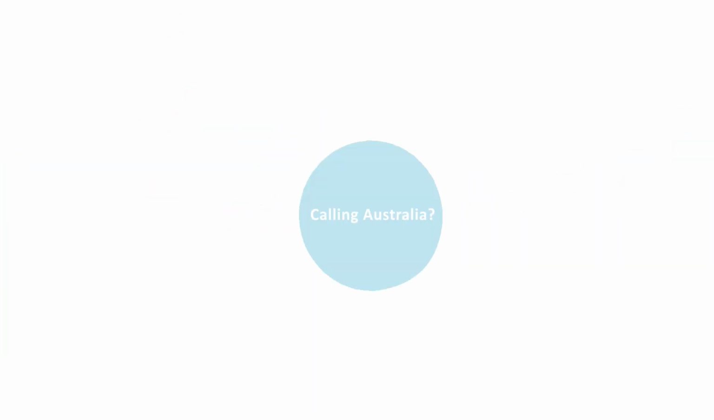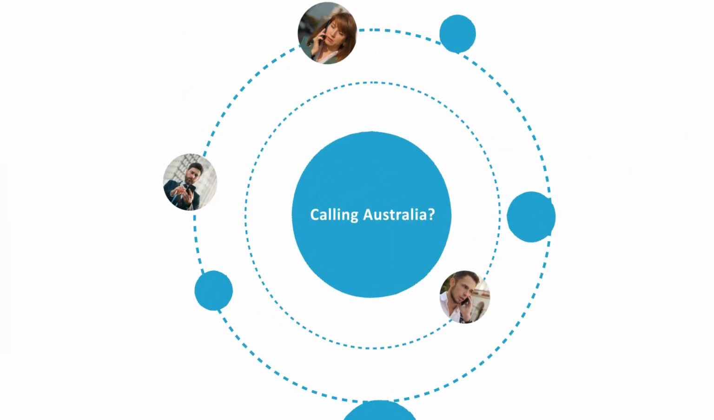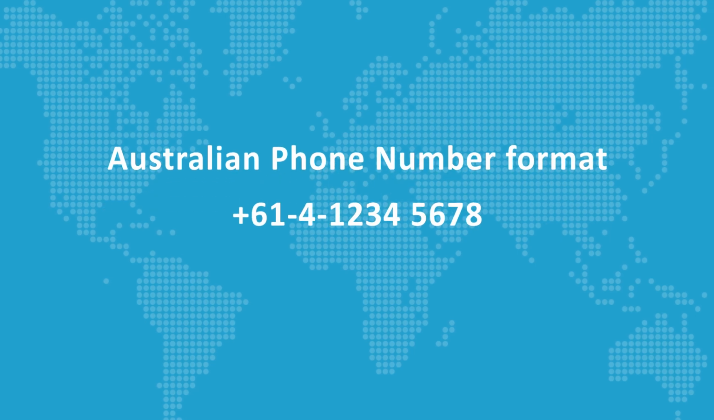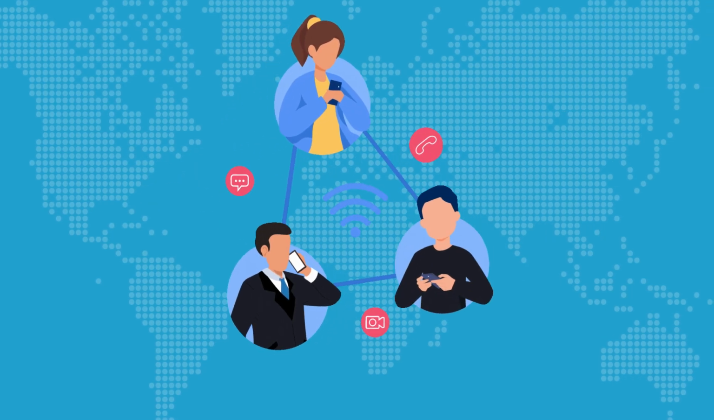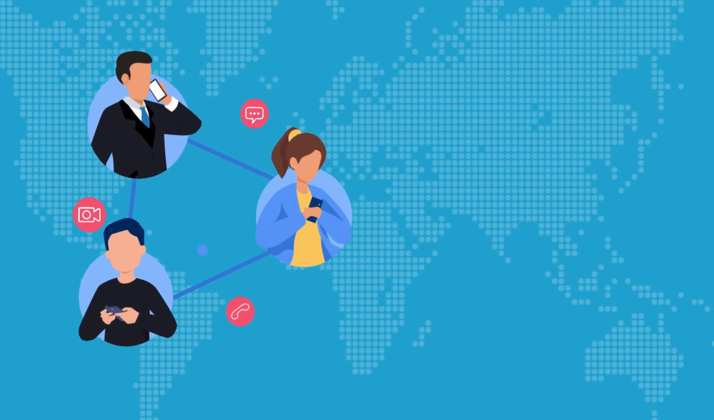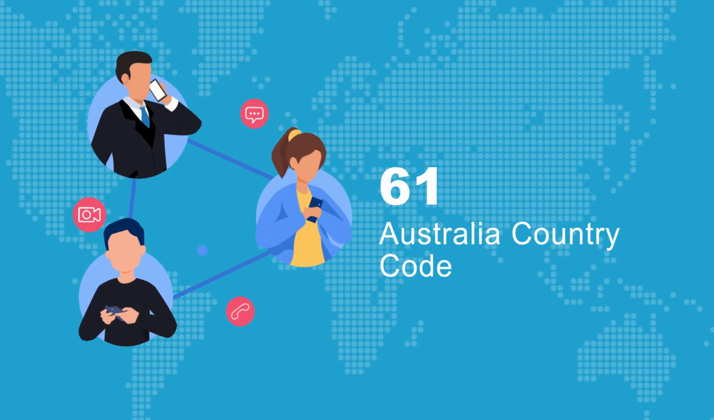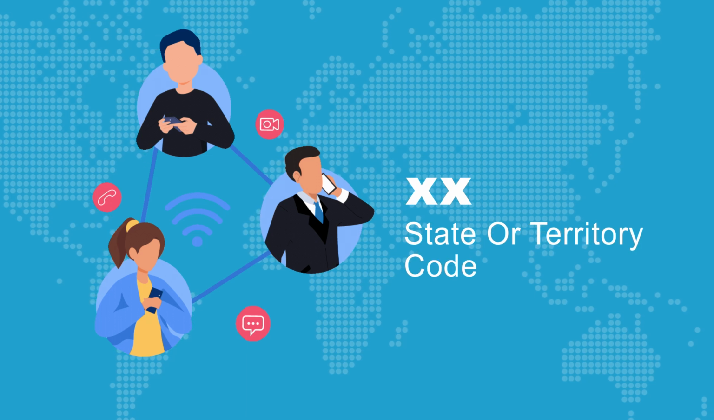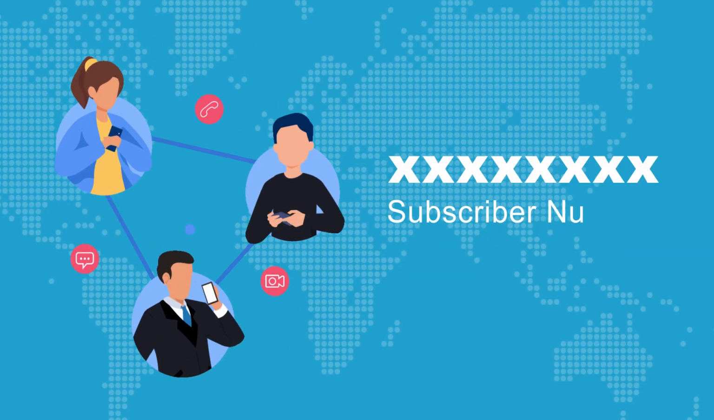Calling Australia, don't get lost in translation. Understanding Australian phone number formats is essential for successful communication. Australian phone numbers typically consist of 10 digits. The first digits are 61, which indicates the country code for Australia. The next digits represent the state or territory code and the subscriber number.